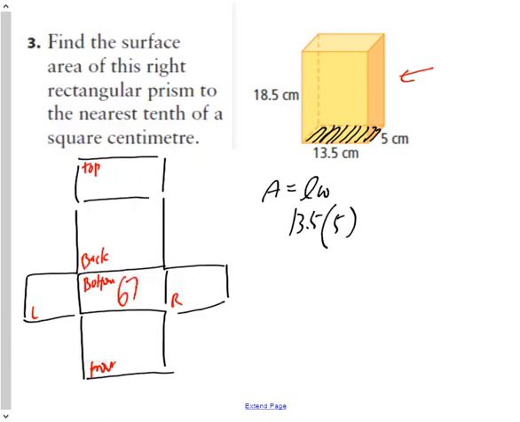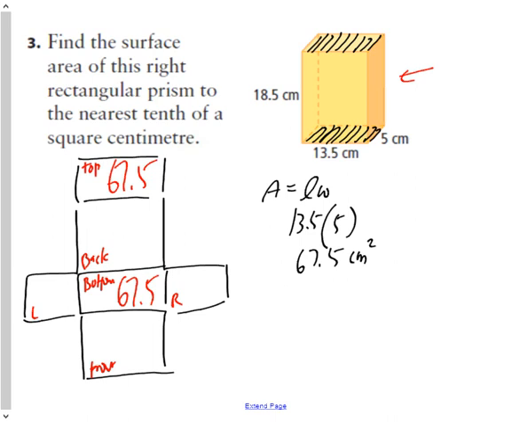I can write that number on my net of the prism. If the bottom is 67.5, the top face is the exact same rectangle, so without doing the math again, the area of the top face, which I will also shade in black, is the same. So the top and the bottom are both 67.5 centimeters squared.